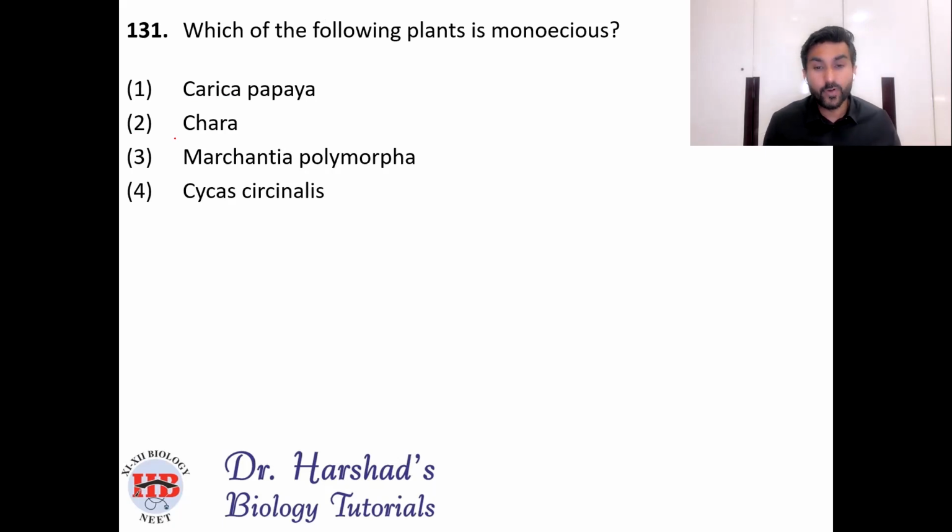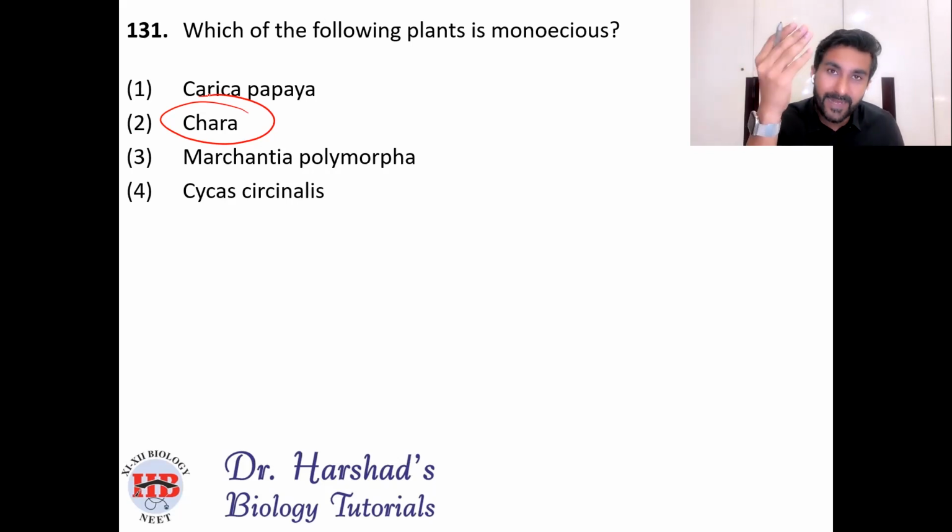Which of the following plants is monoecious? Now, if you remember, Chara is a diagram given in the chapter reproduction in organisms. In that chapter, you have monoecious and dioecious plants as examples, whereby Chara has been given as the example under monoecious plants.